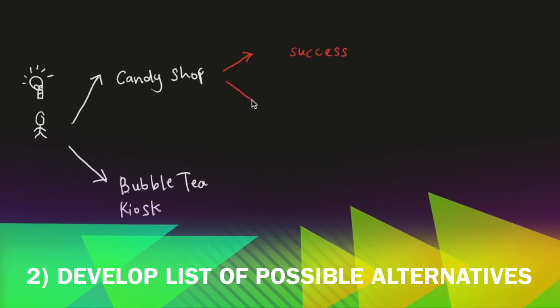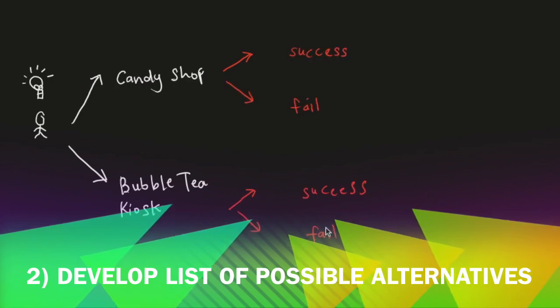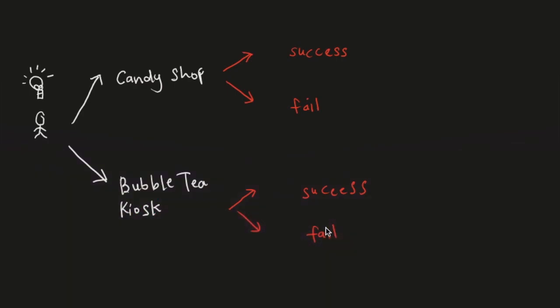Okay, that is number 1. The second step is you have to develop a list of possible alternatives for each condition. So in this case, a possible alternative is whether the business fails or the business succeeds. So there are 2 alternatives. It can be more than that.